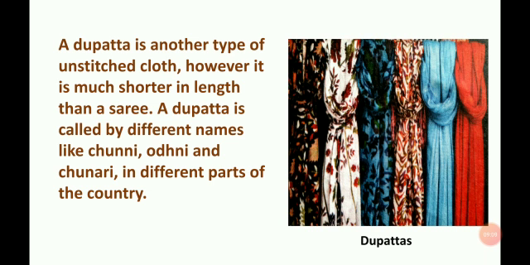Next, dupatta. Dupatta is also a type of unstitched cloth, however, it is much shorter in length than a sari. A dupatta has different names like chunni, orni, and chunri in different parts of the country. The dupatta is also worn in different ways in the different states of India.